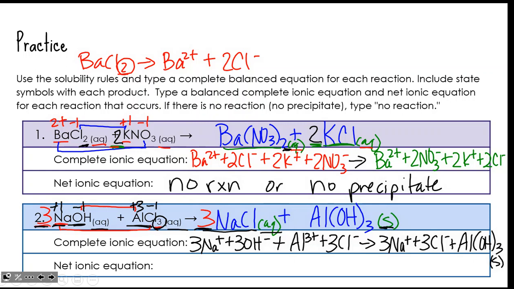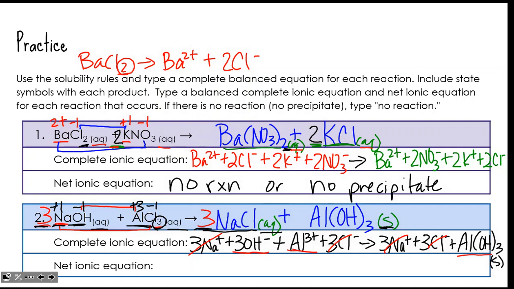Now, in order to write out the net ionic, it's just canceling. We need to figure out what our spectators are and get rid of them. So which ions are the spectators? Which ones are on both sides as ions that are not actually reacting or forming a bond? Sodium. Sodium. Good. And the other one? Chloride. Good. So we're going to cancel those out. What are we left with? We're left with the aluminum, we're left with the 3 hydroxides, and then the aluminum hydroxide solid.